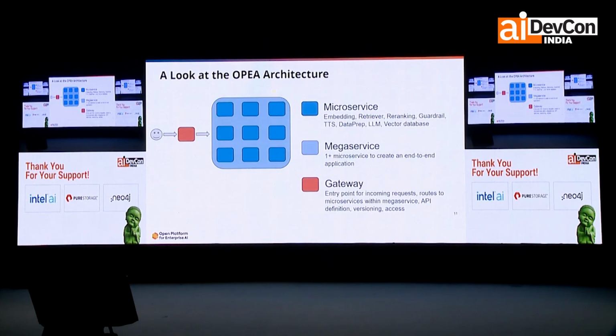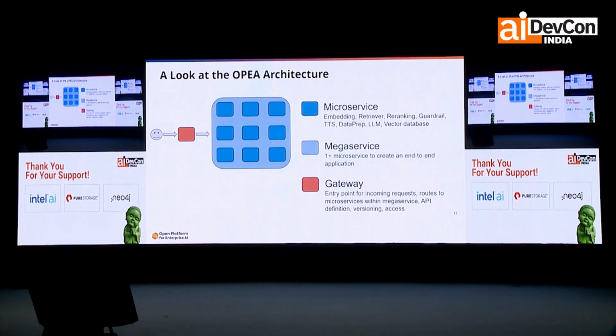Gateways routes the request to the appropriate microservices or megaservices. Gateway manages the API definitions, versioning, and access control. Gateway ensures that requests are processed efficiently and securely. Most importantly, gateways simplifies the interaction with the system and ensures smooth communication between the external users and internal services.